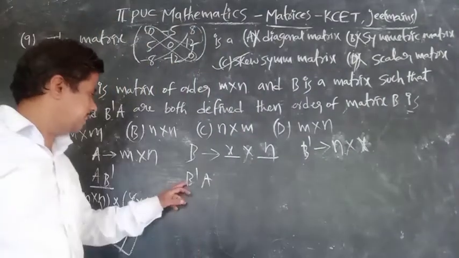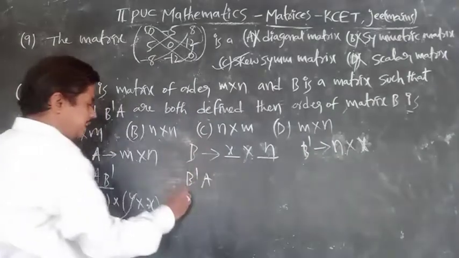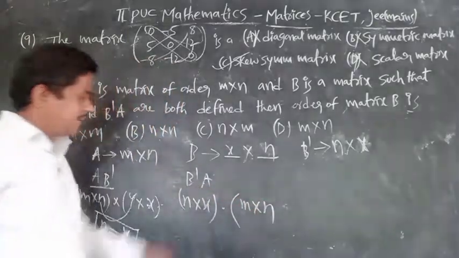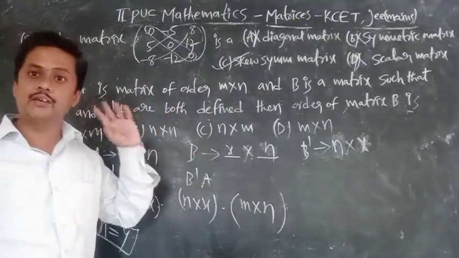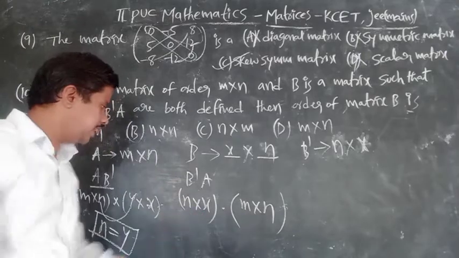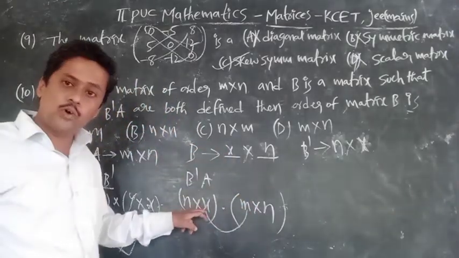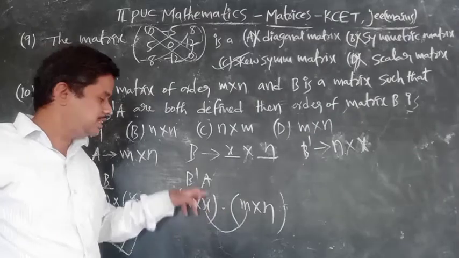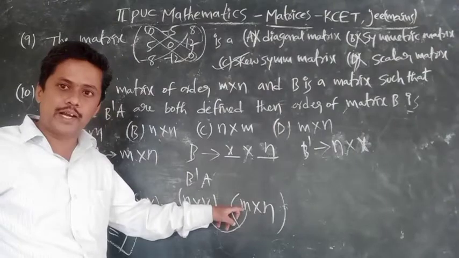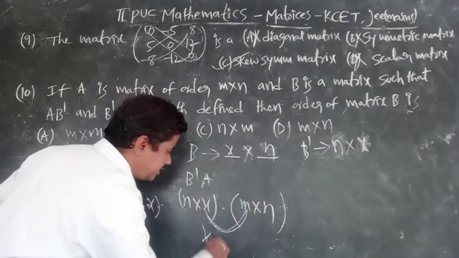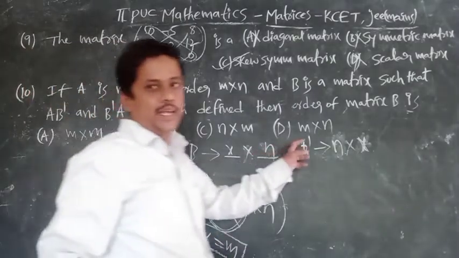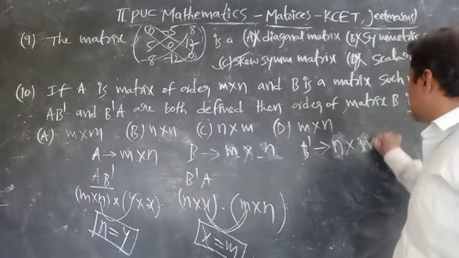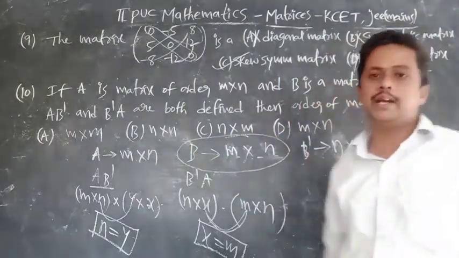Next we move to the second one. B' is n by x, and the A matrix is m by n. The problem already says B'A is also defined. So here also these two should be the same. Why? Because matrix multiplication is possible when the number of columns in the first matrix is equal to the number of rows in the second matrix. So therefore x is equal to m. Fill the x value as m. So this is m, and this is n. So what is the order of the B matrix now? M by n.